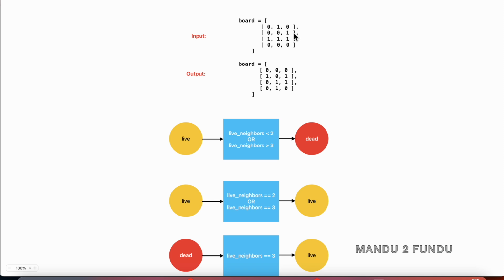Next, we will have to traverse each cell, apply this rule, and then update the state of each cell accordingly. For example, when we process this cell 1, this cell has only one live neighbor.